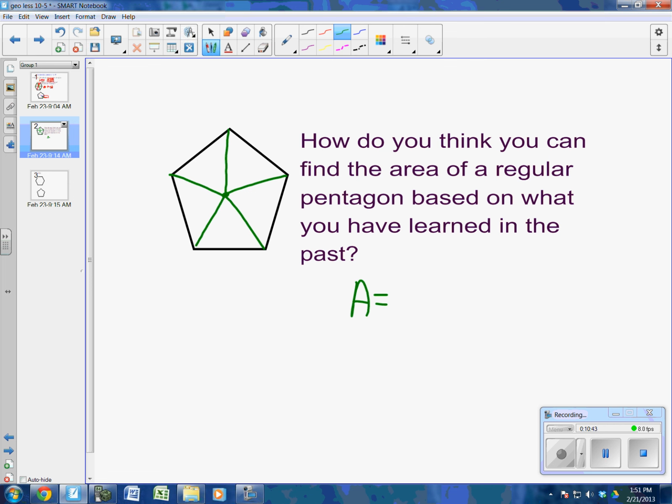So if I know where the center is and I can measure the apothem right here, I would have 1/2 times the perimeter times the apothem, okay? And that would give me the formula for that. That's what you guys need to know: 1/2 the perimeter times the apothem.